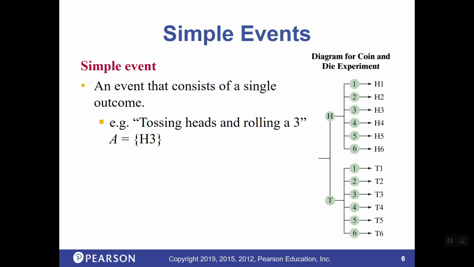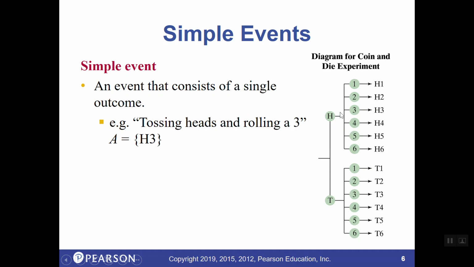So an example of a simple event. A simple event is an event that consists of a single outcome. For example, tossing heads and rolling a 3. When you toss a coin, you can either get heads or tails. Those are the outcomes when you flip a coin.